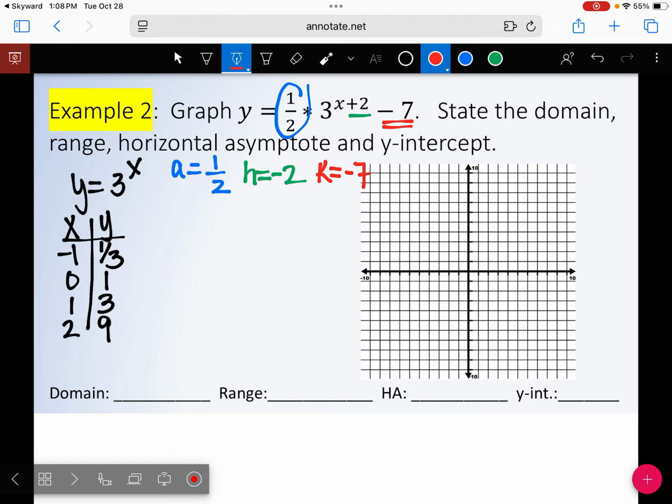All right, so a couple of things I can fill in is I have a horizontal asymptote at y equals -7. And I know my domain immediately. I can fill those in. So I'm going to draw that in. 1, 2, 3, 4. Draw in my horizontal asymptote.